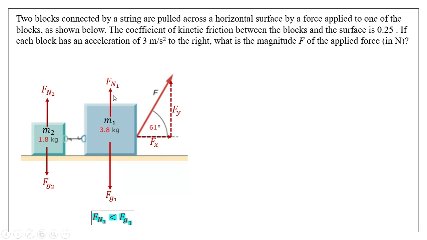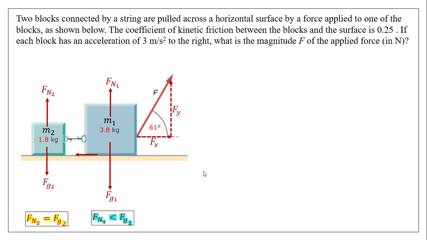While Fn1 is not equal to F of g1, for the second block, this trailing block here, Fn2 is equal to F of g2 because there are only two arrows. So the up arrow must equal the down arrow for M2. So I made this statement: Fn2 is equal to F of g2. As you practice, you just have to understand when Fn equals Fg and when it does not. Sometimes it's greater, sometimes it's less, okay? So don't fall for this trap set up for you.